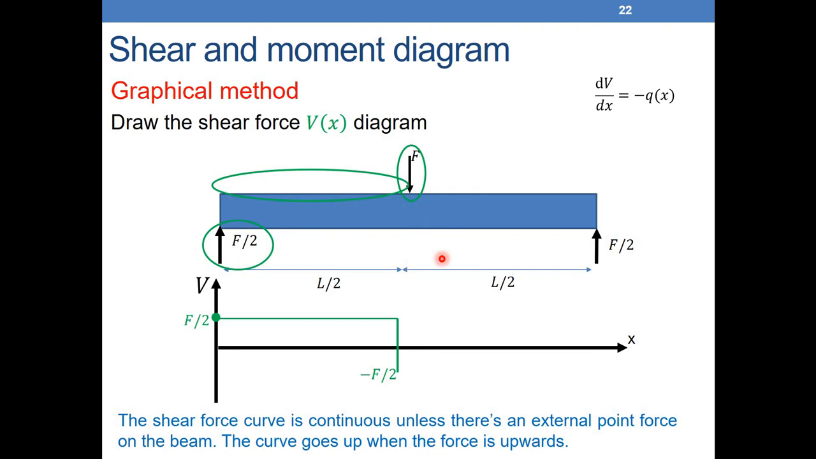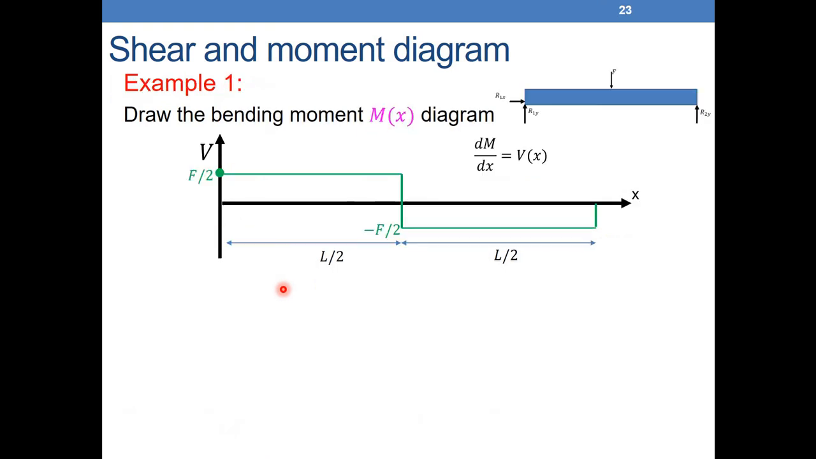The same here, between L over 2 and L, from this point to this point, we don't have any external load. q is 0, so dV over dx is 0, and the shear force is constant. Then from minus F over 2, we go up by F over 2 at the end. So this is the shear force diagram. We start at F over 2; after that we have no external load, so it is constant. Here the point force goes down by F, so we go down by F. Then it's constant again. So instead of making a cut here and a cut there, we can find them graphically.